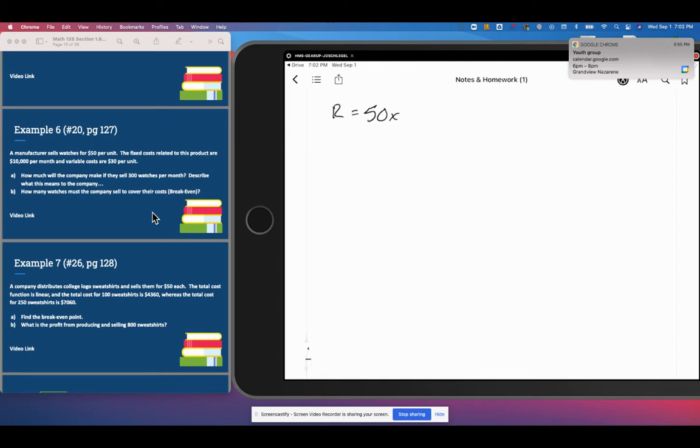So our cost function would be the variable costs first, which is $30 per unit, or $30 for one more. Another word for that is marginal cost or slope. And then the fixed costs are $10,000 per month.